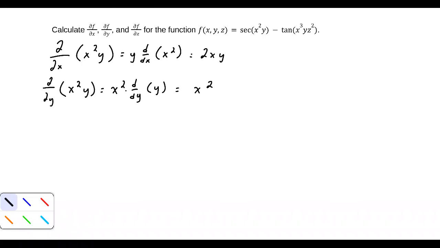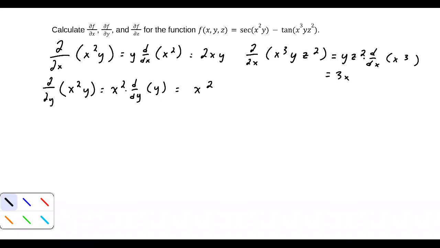All right, on a similar note, let's see what the partial with respect to x of x cubed times y times z squared would be. For that, we'd treat y and z squared as constants, so y times z squared multiplied by the derivative with respect to x of x cubed. And because the derivative with respect to x of x cubed is 3x squared, this would be 3x squared y z squared.